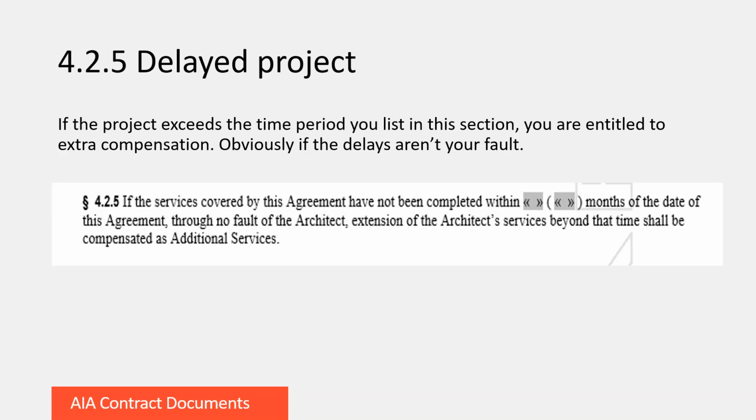Another provision in Article 4 that needs to be completed for defining the architect's basic services is section 4.2.5, which refers to a duration for the architect's services. So you would define a duration by completing this blank with a number of months, and beyond that, there may be additional services required.